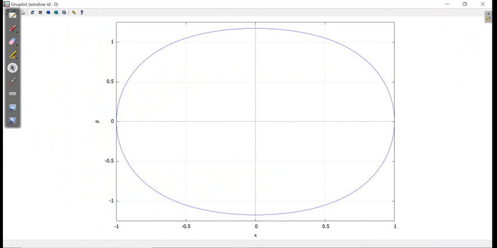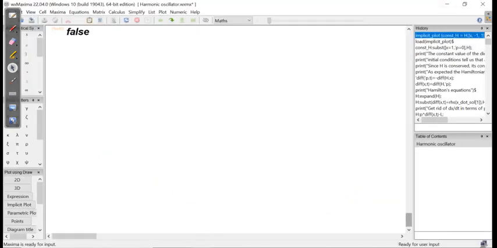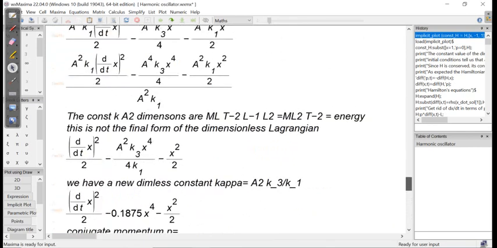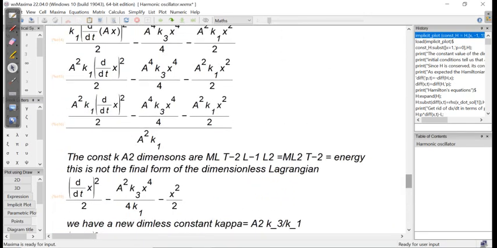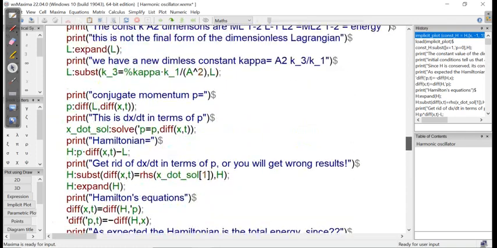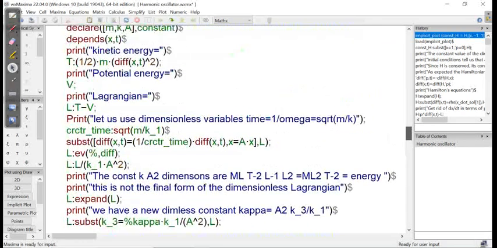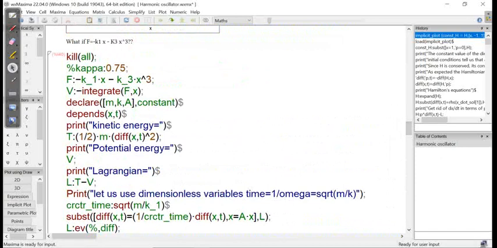The maximum value of p here is not 1, it's more than 1. However, the maximum value of x was 1. Why has the momentum increased? Because you have increased the potential energy by adding k3. It's not just k1 x squared over 2, but now you have another term, x to the power 4 over 4 multiplied by k3, and we have introduced the ratio between k3 and k1 here in the form of kappa, which is equal to 2.75. Thank you very much.